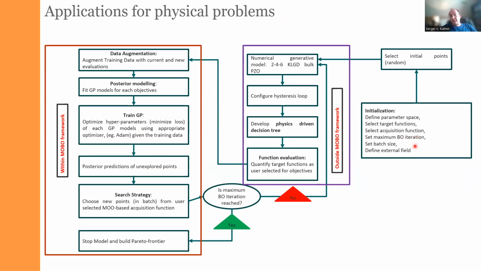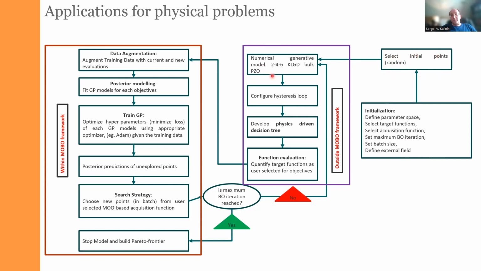So the process can be fairly tedious because you need to build the whole workflow, even for the fully theoretical case, when you define the parameter space, select the target function, select the acquisition function, and set the parameters of the Bayesian optimization, including the number of iterations and so on. Then you initialize it. Notice that very often we say that initialization is random. It turns out that maybe random is not the best strategy. So there are other ways of doing that.